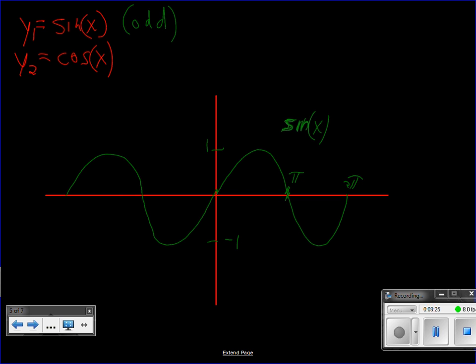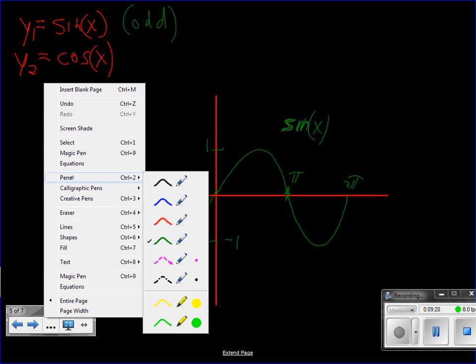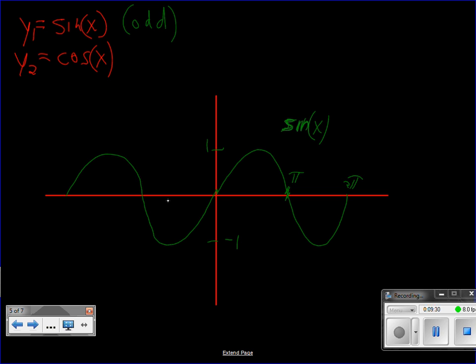Here's the sine. Well, what about the cosine? Let's change colors here. The cosine is an even function. It starts high, and again it's going to be at negative 1 here, and then, okay, it's even. So if I reflect it around here, I should get the rest. Okay, this is the cosine.